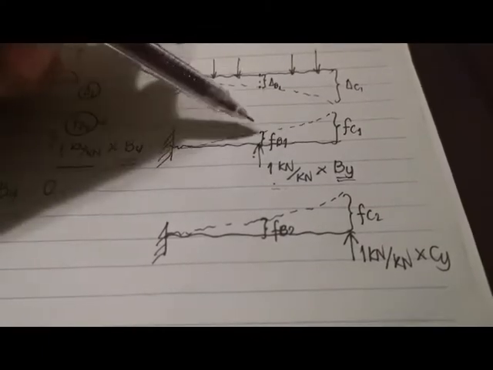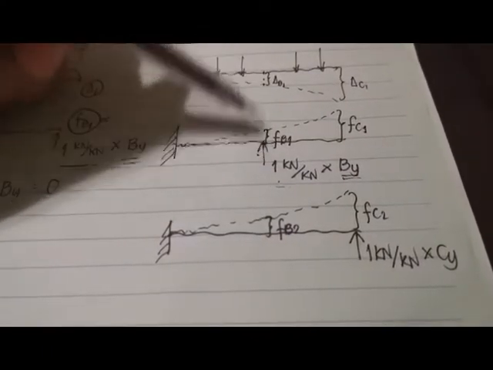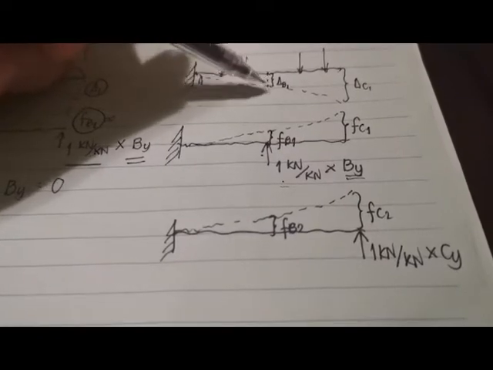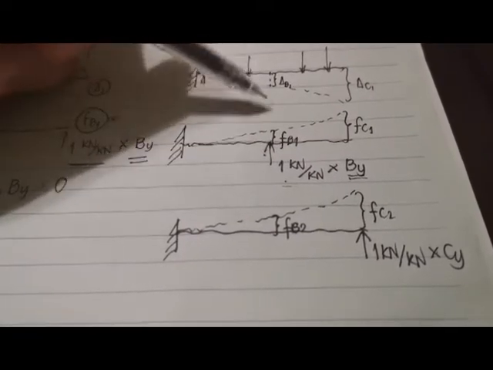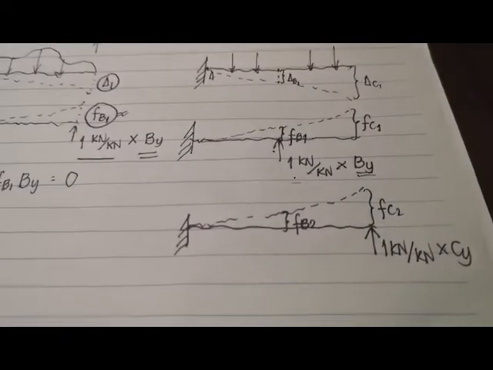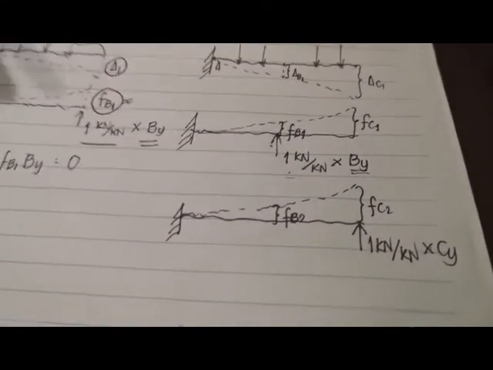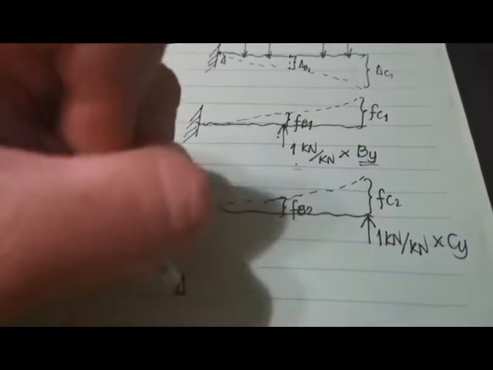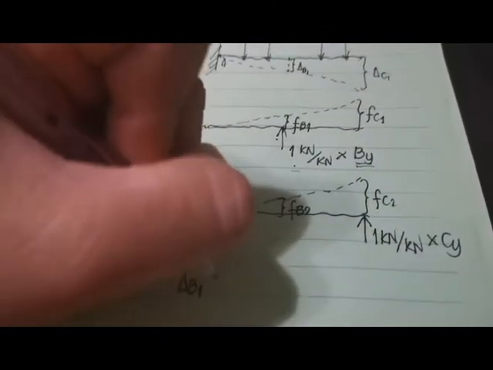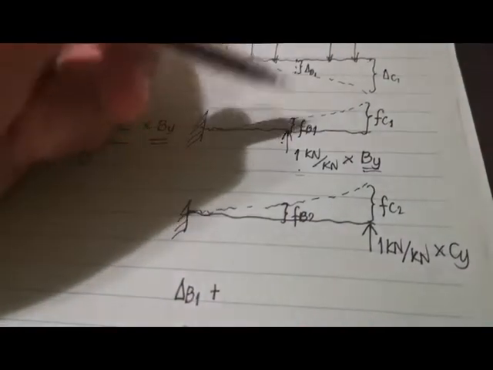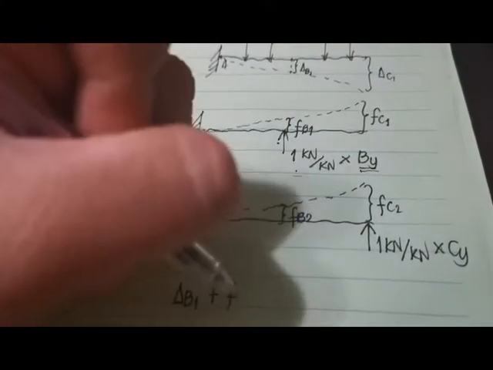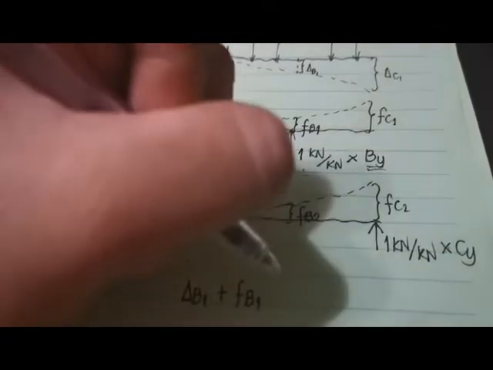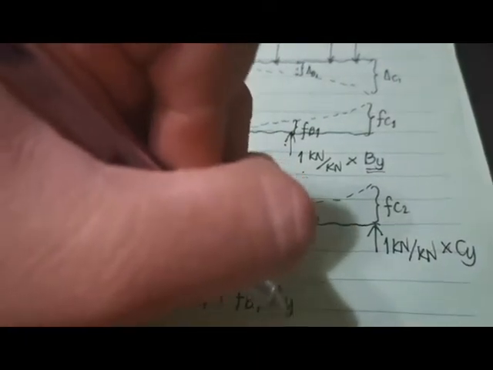Therefore, no, we add all the deflections, no? Your compatibility equation will now become, no, delta b1, no, plus, no, fb1, no, times b sub y plus fb2 cy. This will become 0.